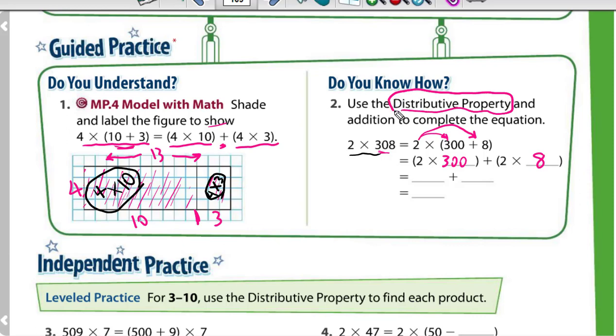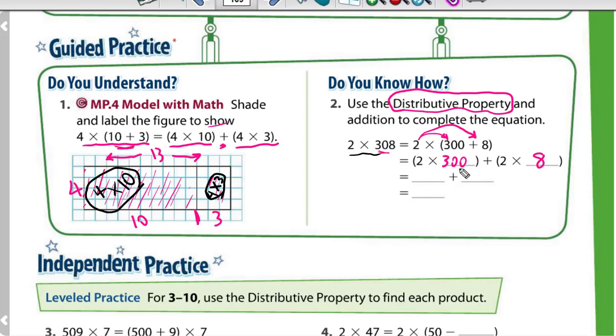What do we do in this case? We distribute the number multiplied. We distribute it to all numbers in the brackets. So we distribute the 2. We will multiply it by 300 and again multiply it also by 8.